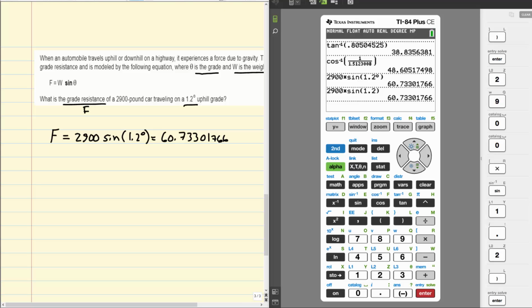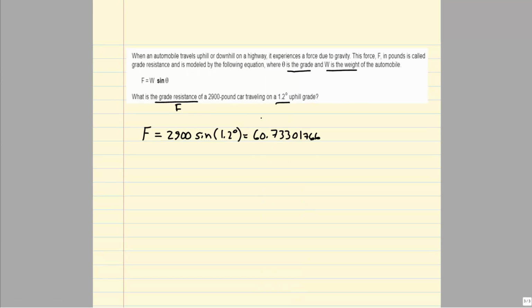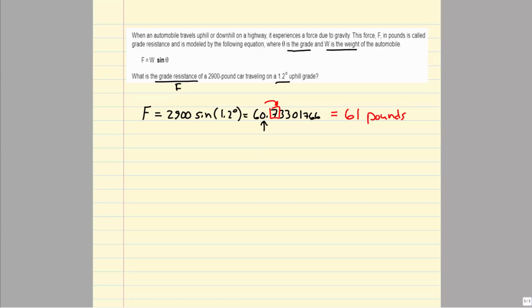Okay, now directions on here say round to the nearest pound is needed. So the nearest pound would be right here. So what I would do is look at the digit past there, which is a 7. So since this is 5 or higher, I'd round that to 61. So this would be 61 pounds. Okay, so that's simply just plugging into a formula.